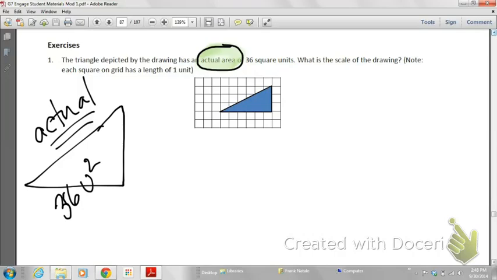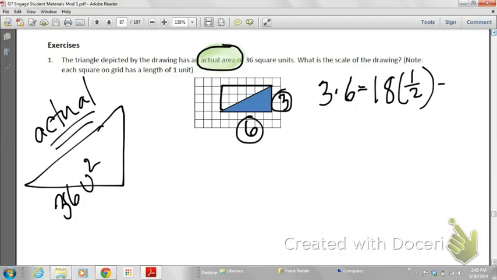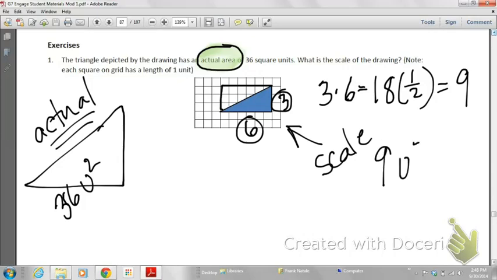Now if you look at this one here, you can see that it is actually 3 by 6 dimensions, and if we do 3 times 6, that equals 18. But we know, of course, that we are only looking at half of that rectangle that the 3 by 6 would build. Then if we multiply that by a half or divide by 2, we get 9. So this one here is our scale drawing, and it is actually 9 units squared.